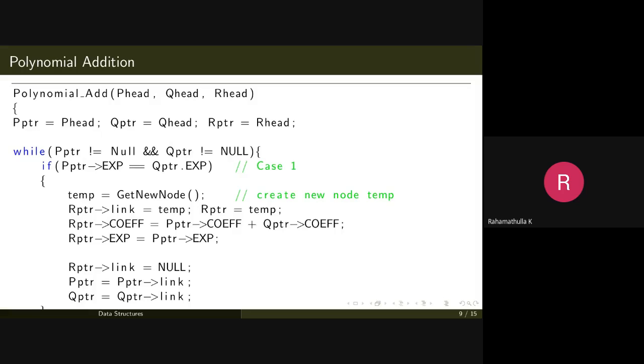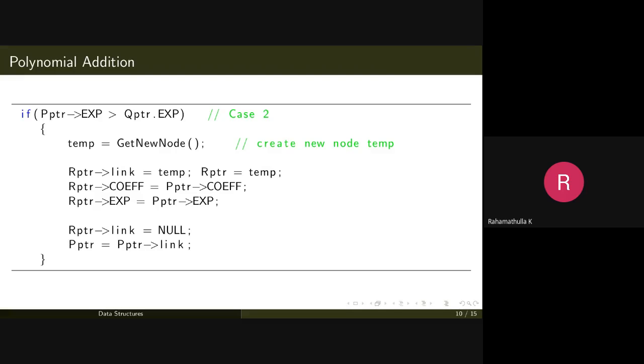We have been considering the first node of P and the first node of Q, and we see that these two nodes' exponent parts are equal. We have consumed both of them and created a new node by combining these two nodes, and we have inserted this node onto the resultant polynomial. Once we do that, we need to traverse to the second node in both the polynomials. So that is how we increment both p and q. In the next two cases we will be incrementing only one of the pointers, whichever polynomial is considered. So the second case: pptr exponent is greater than qptr exponent. Here also we will create a new node temp, and we'll attach that node to the end of the rptr list.